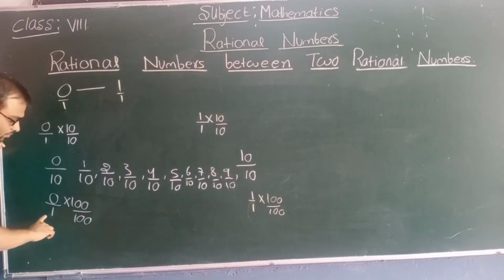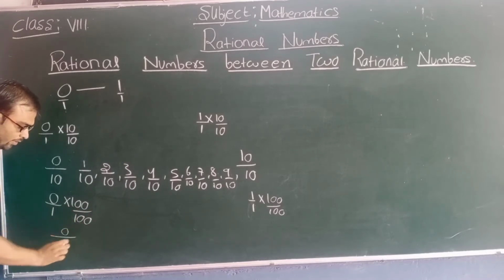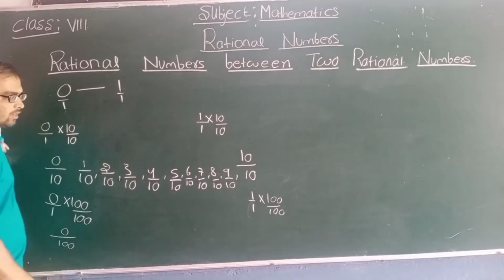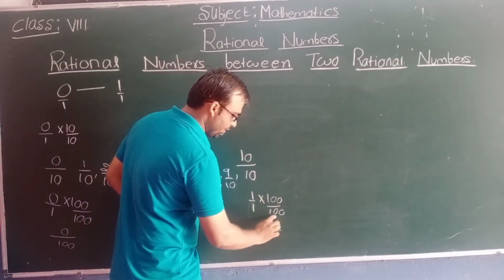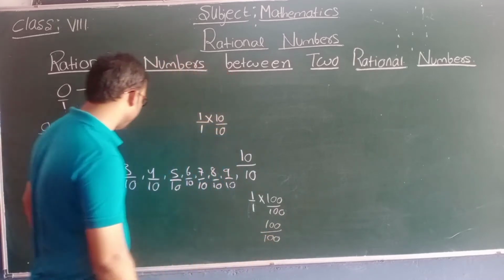Now look at here. 0 into 100 is 0. And 1 into 100 is 100. Now 1 into 100 is 100. So look at here, students.